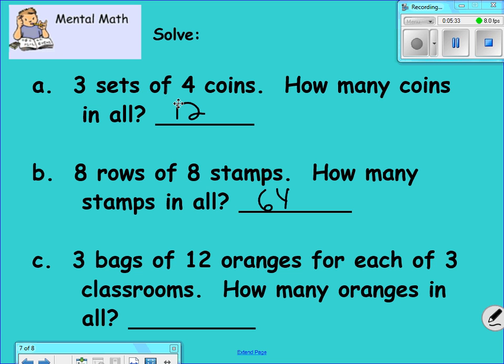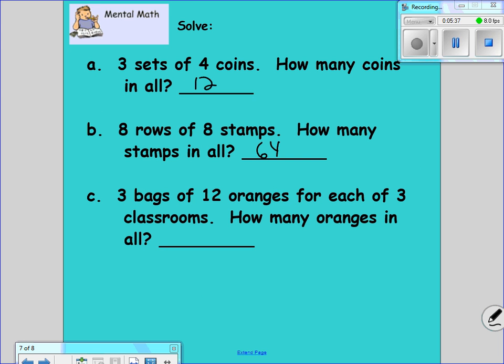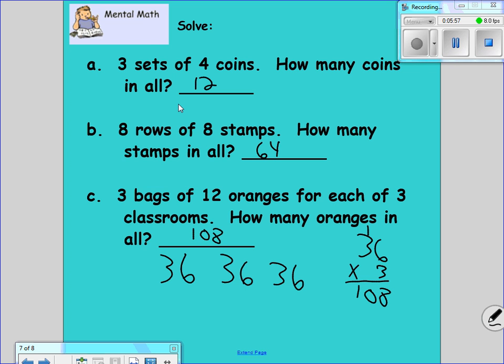This next problem on here is a good one. I have 3 bags of 12 oranges for each of 3 classes. How many oranges are there in all? Well, 3 times 12 is 36, right? But I have 3 classes of 36. So I'm going to do 36 times 3. That gives me 108. That's my answer. All right, kids, hopefully this helped you a little bit tonight.